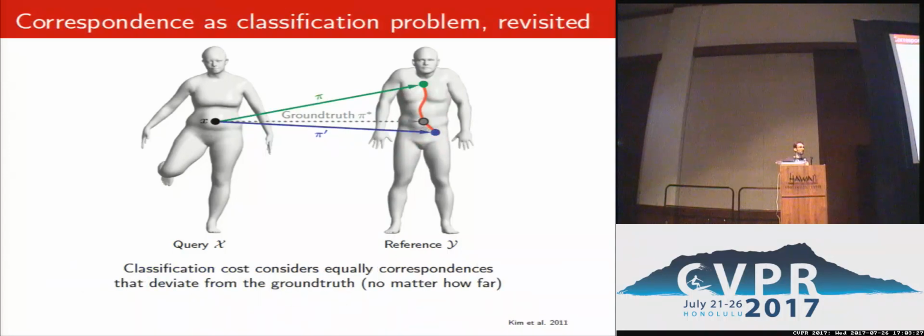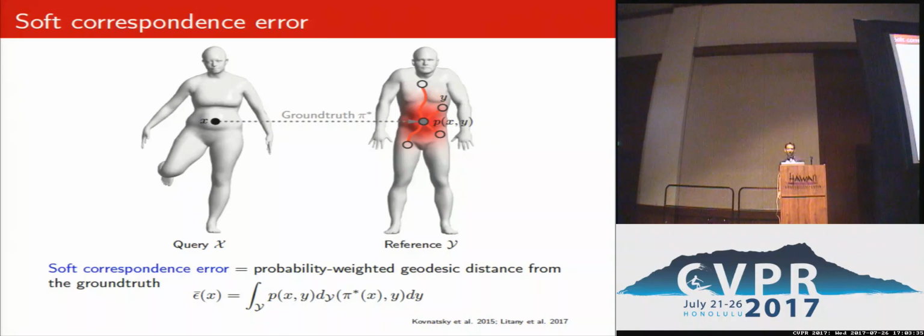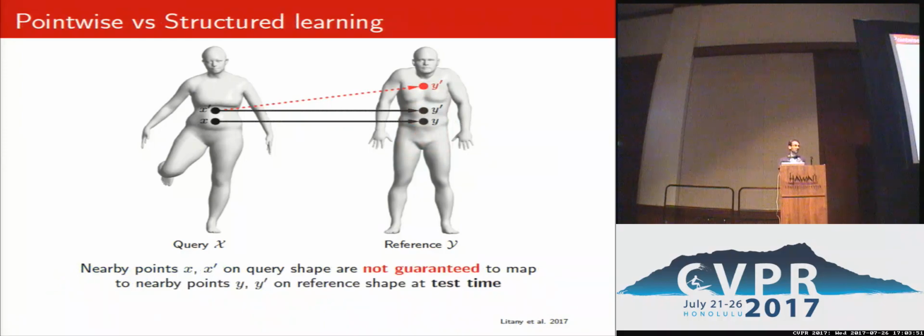Also, the output of the network is not a pointwise correspondence, it's some probability distribution. So basically the more correct way of measuring the correspondence error will be the soft correspondence error. Basically we take the geodesic distance, we weight it by the probability of x corresponding to y, and we integrate it on the reference shape. Okay? Now, another deficiency is that in training time, by minimizing this cost, we can guarantee that two nearby points will be mapped to nearby points on the target shape. We cannot do it during the test time, during the inference, right?